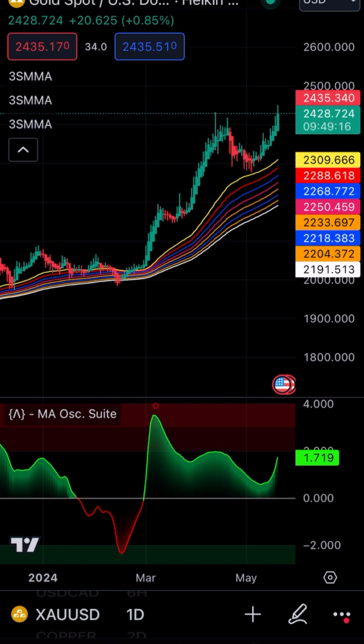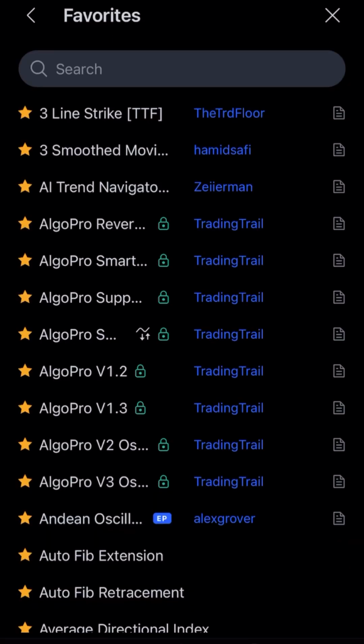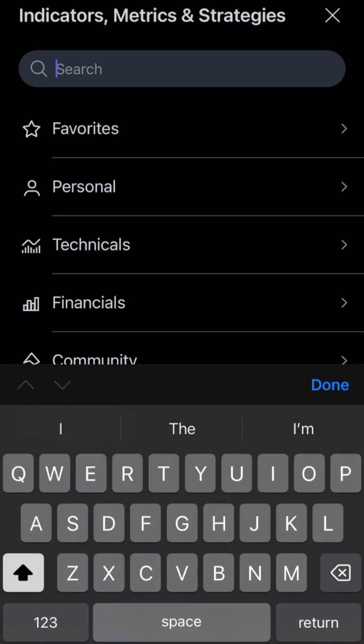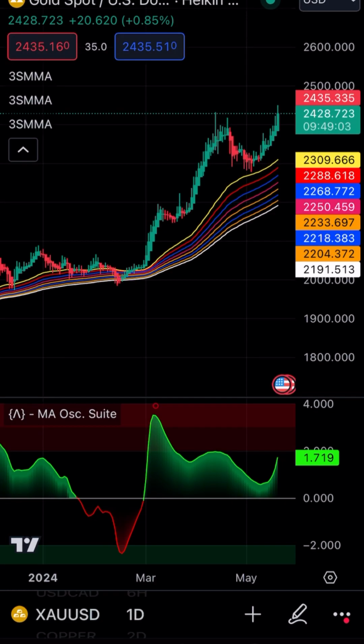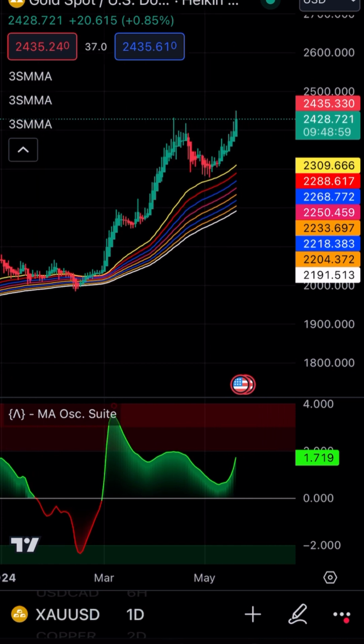The other indicator that we need is called the Regularized Moving Average Suite. It's by Eli Cobra. So check that one. You don't really have to change any settings with the other indicators. So that's how you set up the strategy.